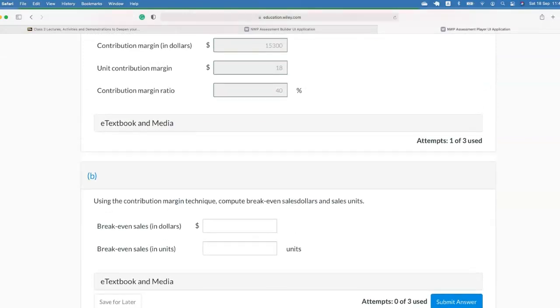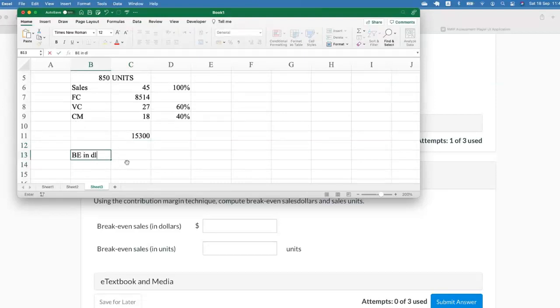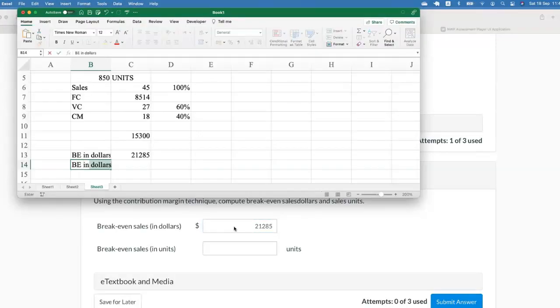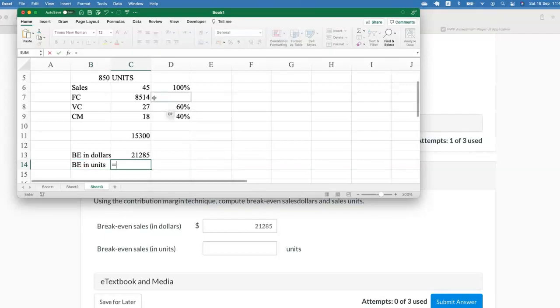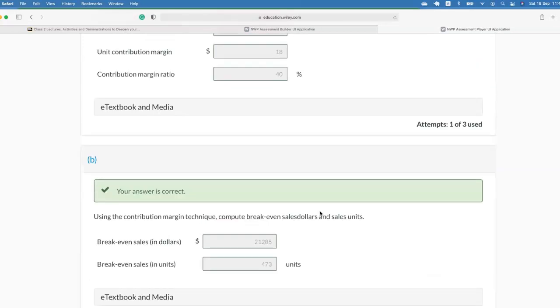Good. Okay. Now use the contribution margin technique, compute break-even sales dollars and sales units. So for the break-even in dollars, it's the fixed cost divided by the contribution margin ratio, which is 21,285. And for the break-even in units, it's the fixed cost divided by the contribution margin per unit, 473. Good. Very good.